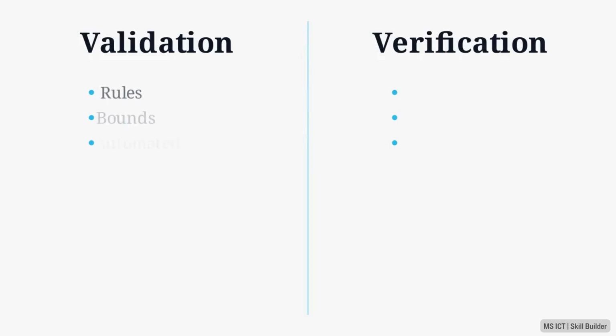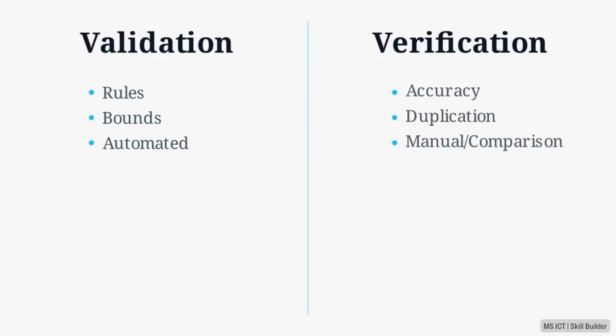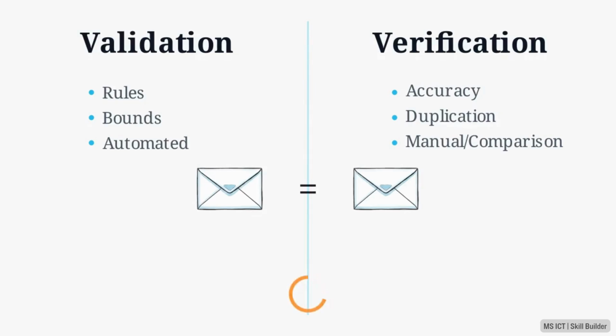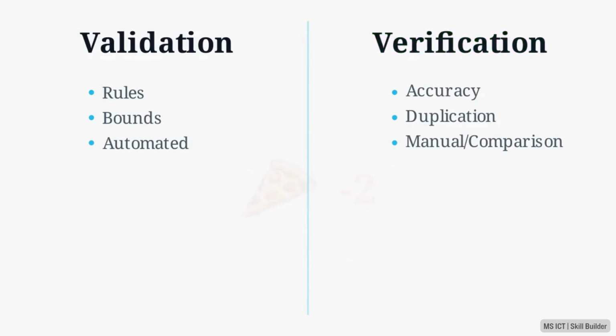Validation relies on rules and bounds. Verification relies on accuracy and duplication. Scenario 1. A website asks you to enter your email twice. Why is this verification? Because it is a double entry check comparing two inputs for exact parity.